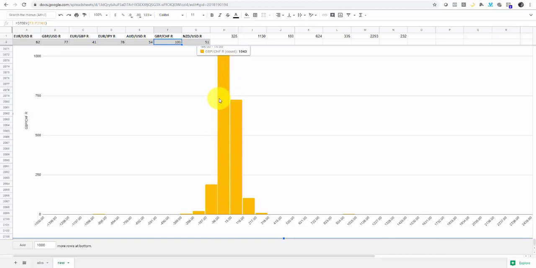Of the 2,101 actual data points, 1,043 were right there within one standard deviation. Then we have 2 standard deviations, 3 standard deviations, 4 standard deviations, and so forth. The interesting thing is, this is hilarious.